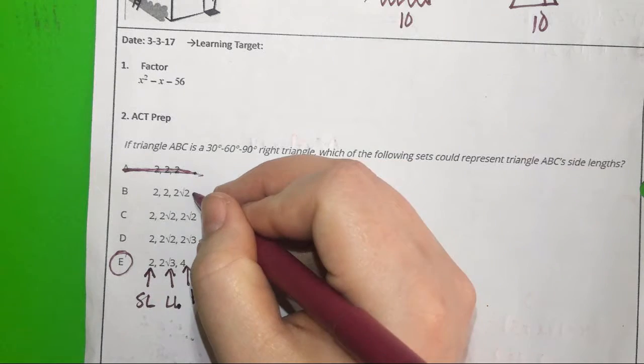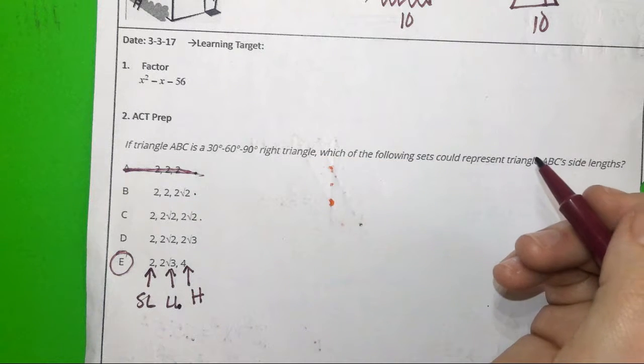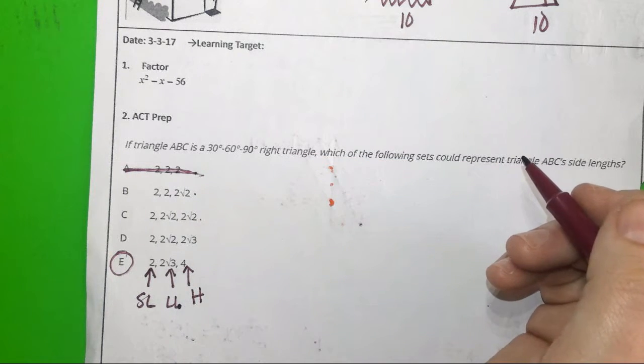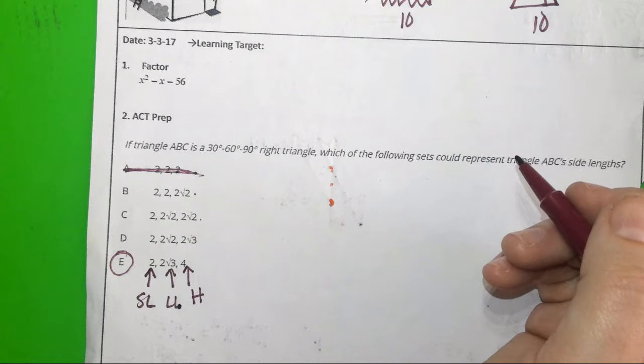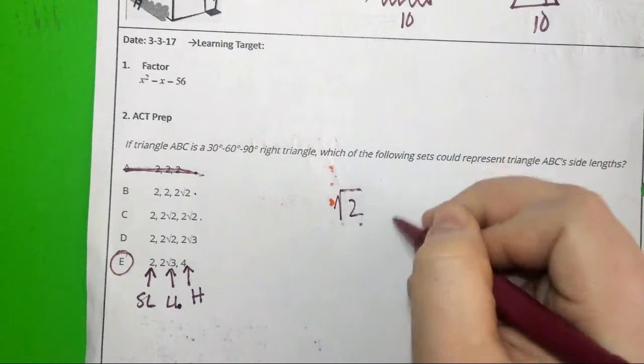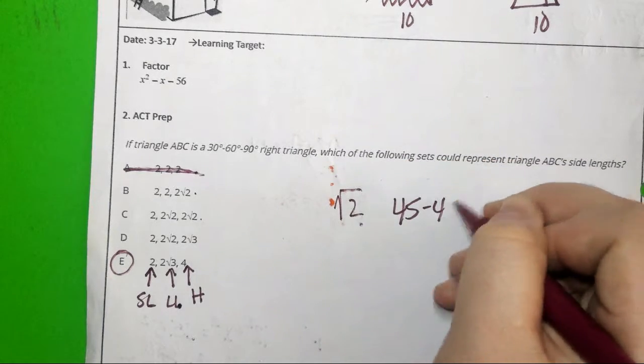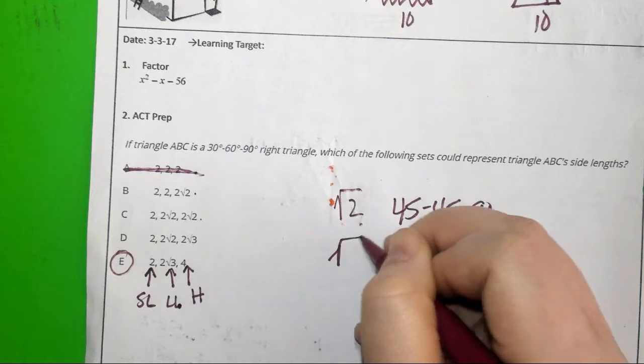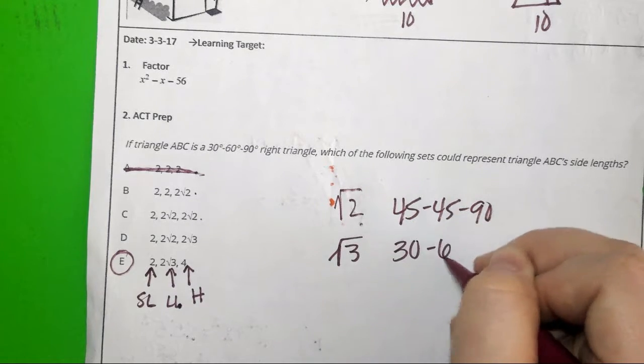What kind of triangle is B and C? How do you know it's a 45, 45, 90, Miss Brister? Because she's square root of 2. Oh, Miss Brister is remembering. Square root of 2 goes with the 45. Square root of 3 goes with the 30, 60, 90s.